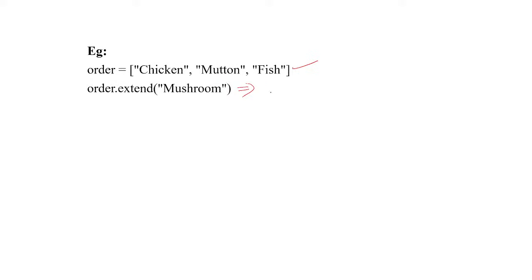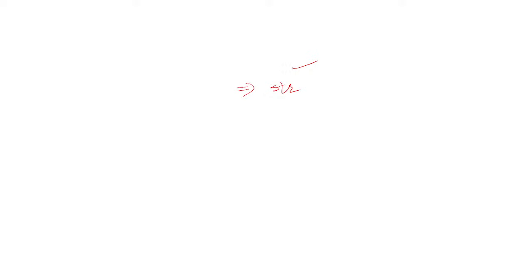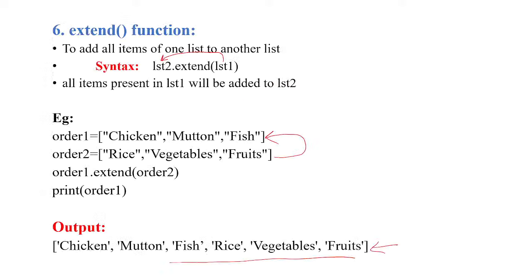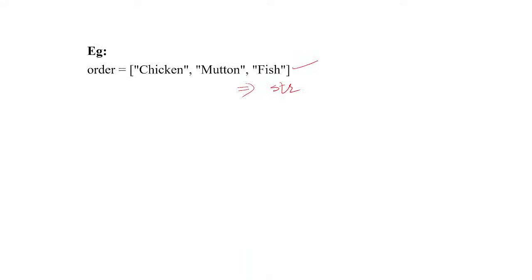this is a string here. It is not a list here. In the previous case, order 2 is another list, so we were extending one list with another list. But in this case, it is a string here.